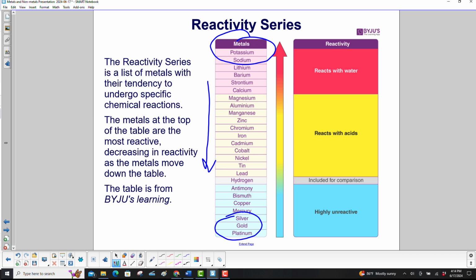The table is from BYJU's Learning website, and up here we have metals that react with water. Here they react with acids. And here hydrogen is not a metal, but it just gives you an idea of the reactivity of the metals compared to hydrogen. And here we have highly unreactive.